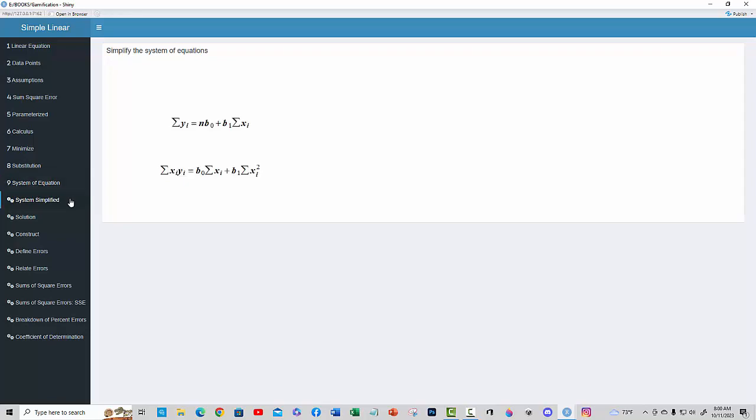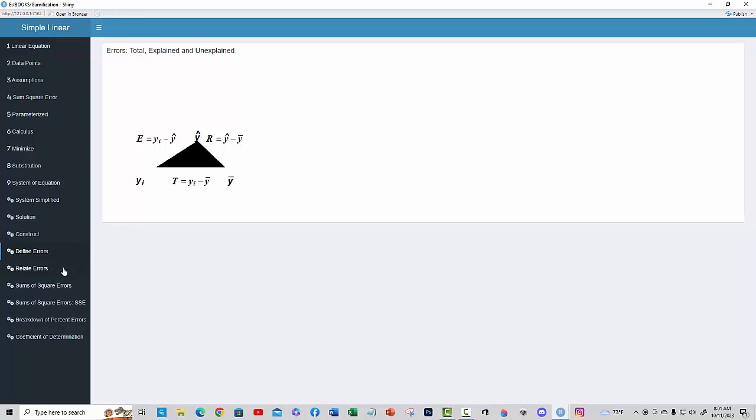Simplifying the equation, we can solve for it. We can create the following construct. When we define these errors, they create a right triangle which defines the relationship between these errors. Since this is true for all errors within the models, we have the sum of the square errors.